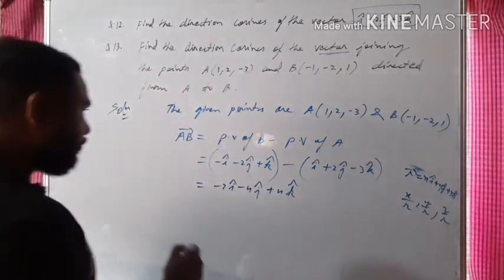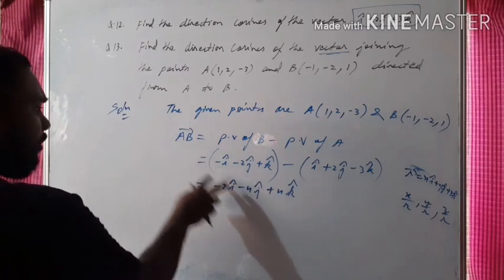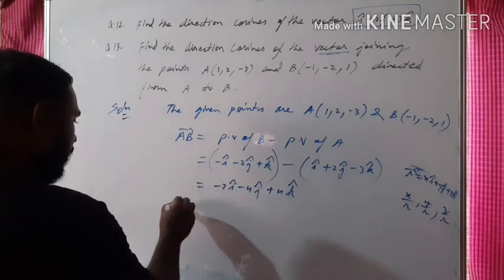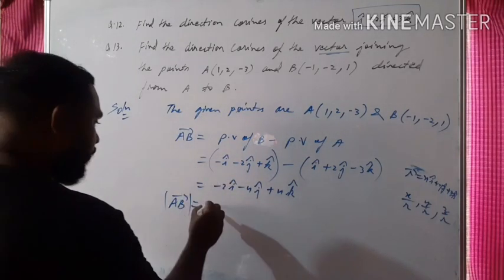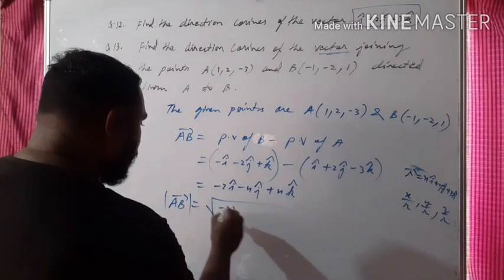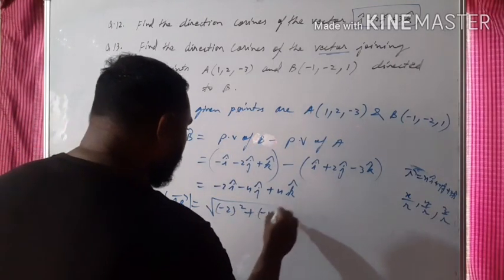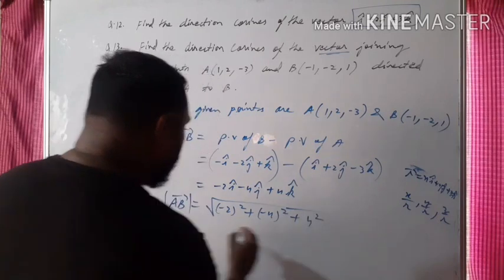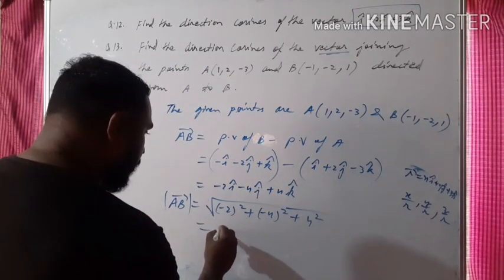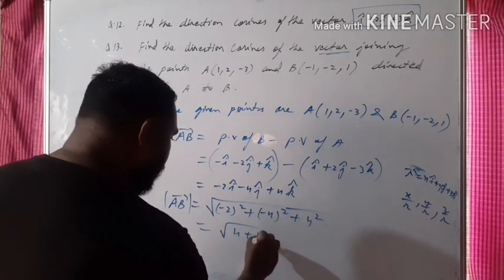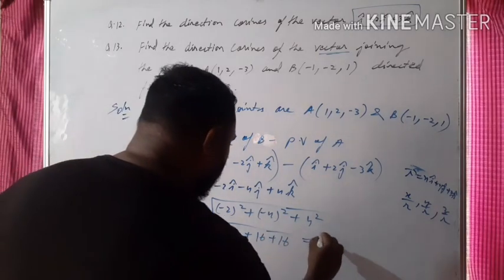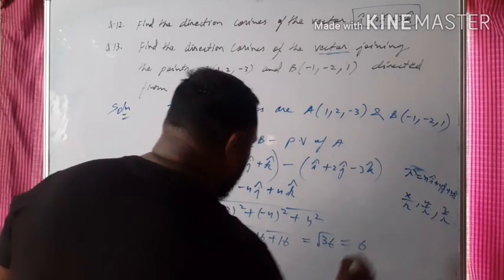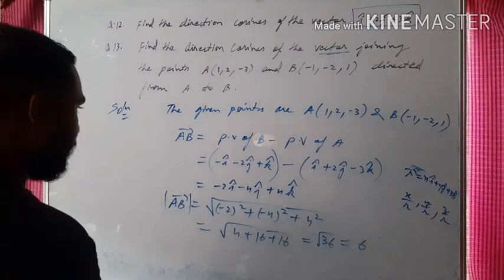So here, to find the direction cosines of this vector, first of all let me find the magnitude. Magnitude of this will be the square root of (-2) squared plus (-4) squared plus 4 squared, isn't it? So it will be 4 plus 16 plus 16, that is 36. Root 36 will be 6. So I have got the magnitude.